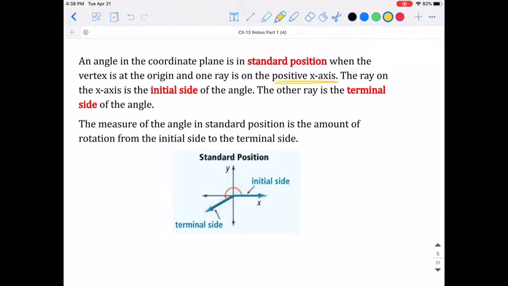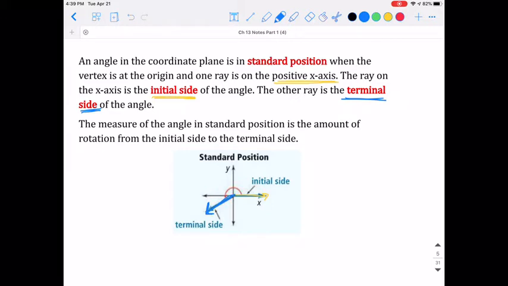So positive x-axis we know is everything to the right of the origin. That's where all of your x values are positive. The ray on the x-axis is the initial side of the angle. So the initial side of your angle is always that on the positive x-axis. The other ray is the terminal side of the angle. So your angles obviously are made up by 2 rays. The initial side is always on the x-axis. The terminal side is just the other ray, wherever that may land.